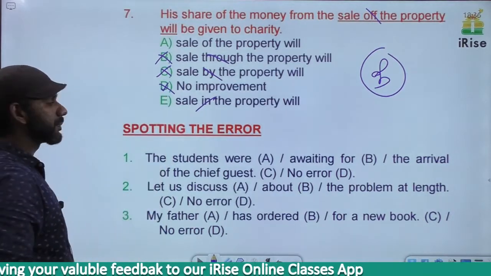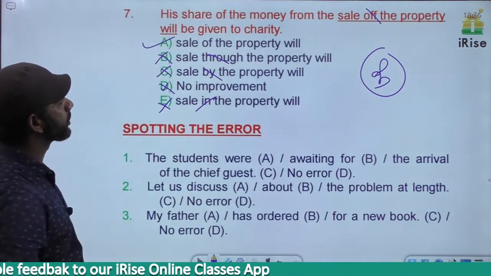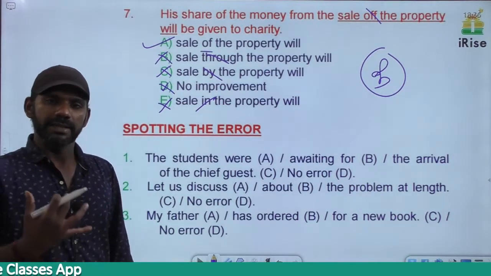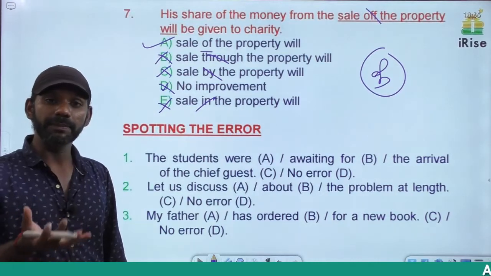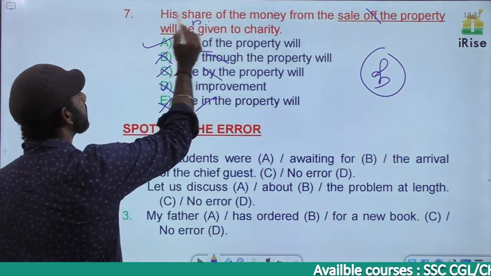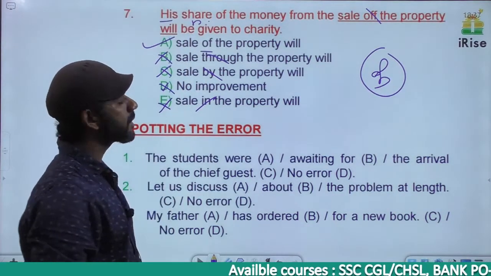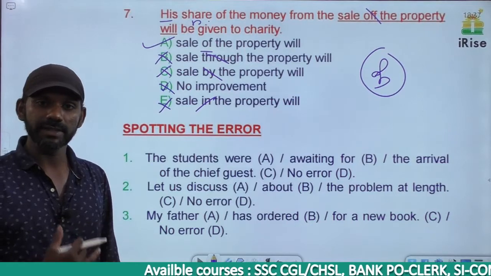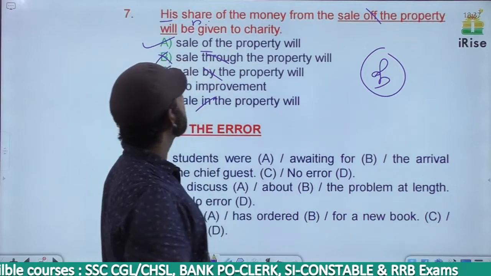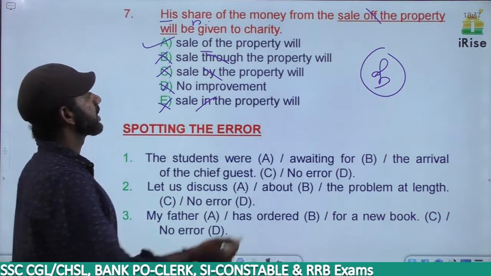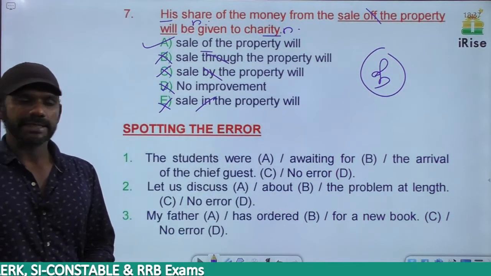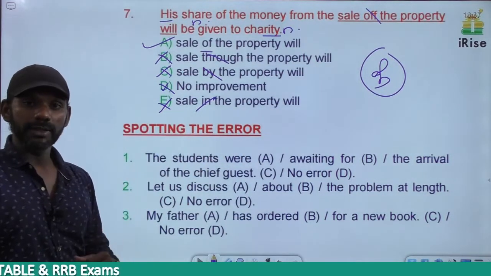There cannot be sale in the property, eliminated. It must be sale of the property. And of is the preposition that is used to show possession. The sale belongs to the property or the property possesses the sale. So his share, the word share is a noun because his is a possessive pronoun and after every possessive pronoun comes a noun. His share of the money from the sale of the property will be given to charity. Charity is a noun here. It is an ity word. Getting it? We'll go for some questions on spotting the error.